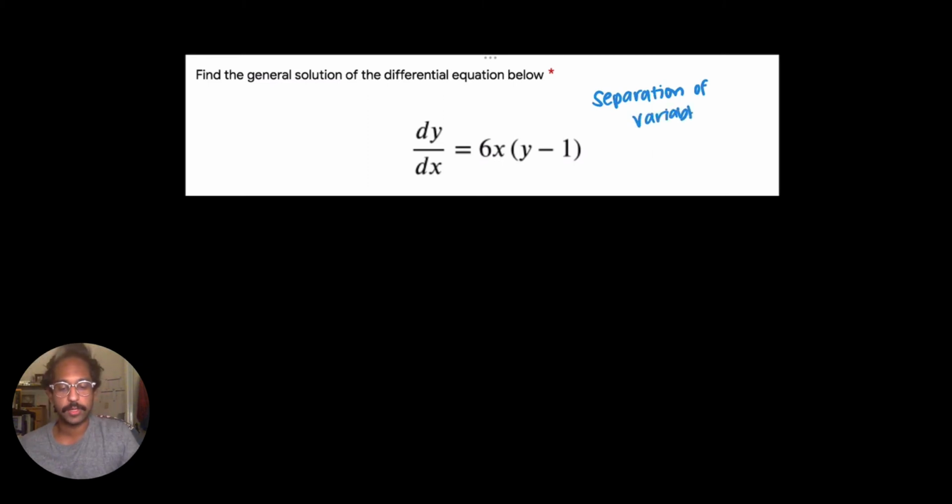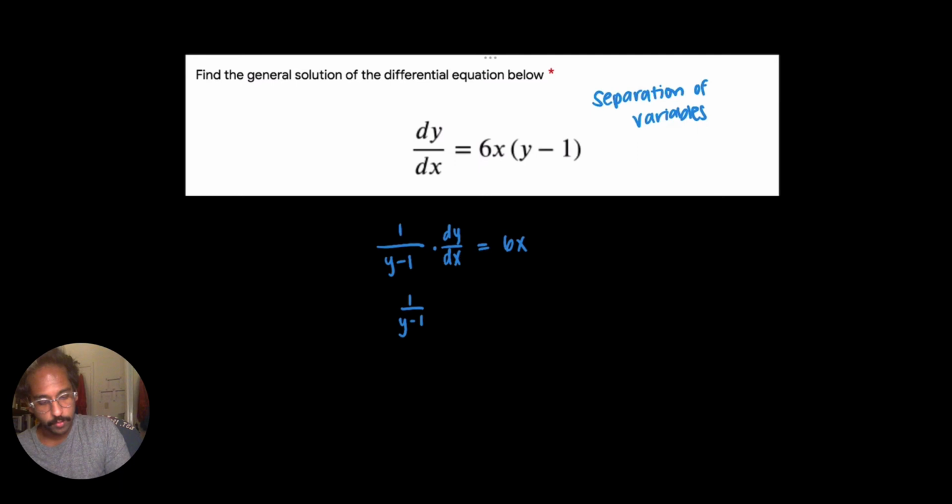Here I see that we are given dy over dx equals 6x times y minus 1. So let's get that y minus 1 to the left, and let's get the dx to the right. So I'm going to divide both sides by y minus 1. So I'm going to get 1 over y minus 1 dy equals 6x dx. And then let's multiply by dx on both sides so we can get that dx with the x variable. So here we have 1 over y minus 1 times dy equals 6x times dx.